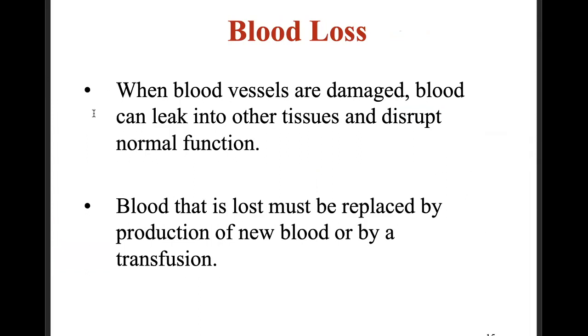You already know, when blood vessels are damaged, blood can leak into the other tissues and disrupt the normal function, especially if you cut yourself or it's due to a vehicular accident or any accident. Okay, there's going to be blood loss. Now, blood that is lost must be replaced by production of new blood, which will take time. If there's going to be excessive loss, blood transfusion is the most convenient way to prevent hemorrhage.